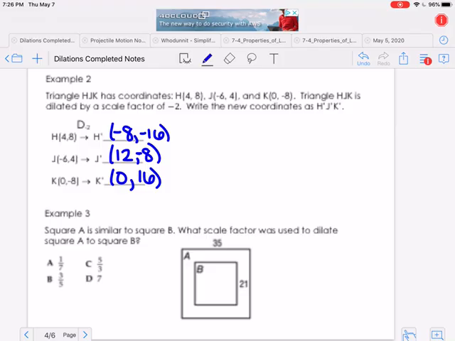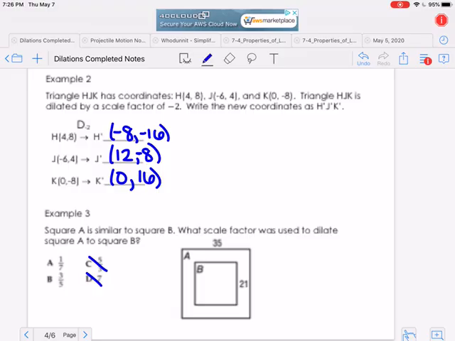Okay, looking at example 3, it says square A is bigger than square B. What's the scale factor that was used to dilate A to B? Just keeping in mind, A is bigger than B. So we're going from A, we're reducing the size to B. So this scale factor has to be something smaller than 1. So it's definitely not C and it's definitely not D. To make something smaller, you have to have some sort of fraction or decimal that is smaller than 1. So we can do 1/7 or maybe it's 3/5.